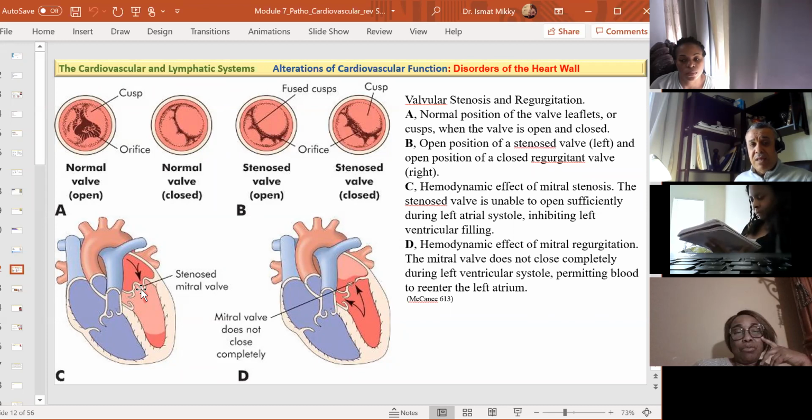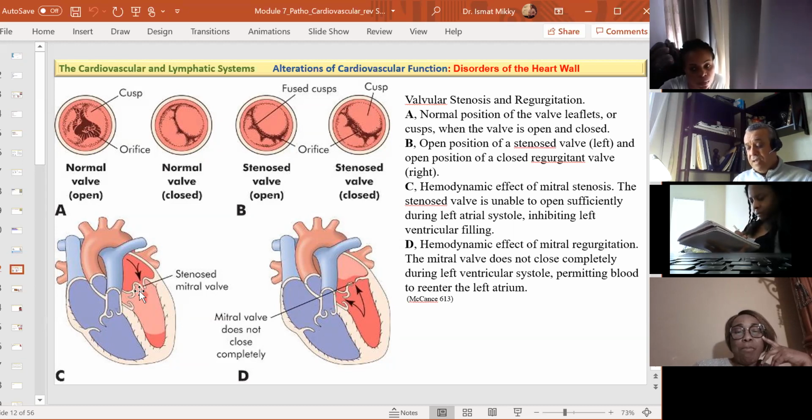So valvular stenosis and regurgitation. Let's take a look at the mitral valve, for example. The mitral valve is supposed to be wide open during the filling phase of the blood from the left atrium to the left ventricle. So when the valve is stenosed, what happens?